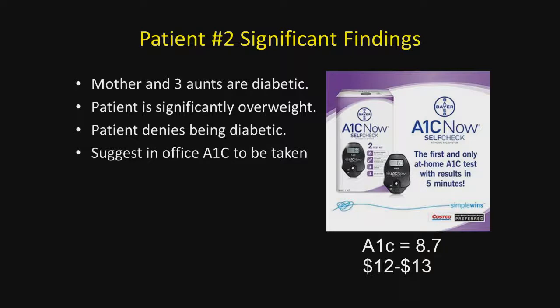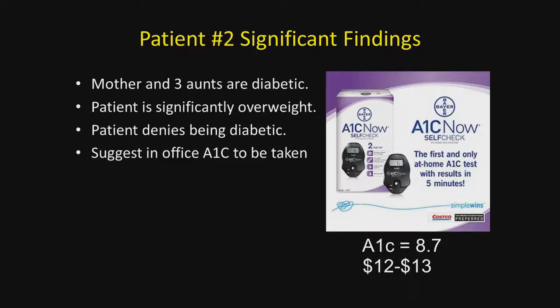So if the patient would consent to it by having an A1C done in the office and we come up with an 8.7, yes, we know the patient's diabetic, but you simply say your blood sugar is elevated. I think you need to see a physician to find out if you are diabetic.